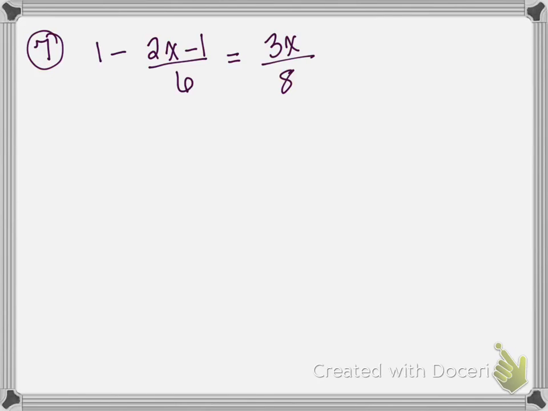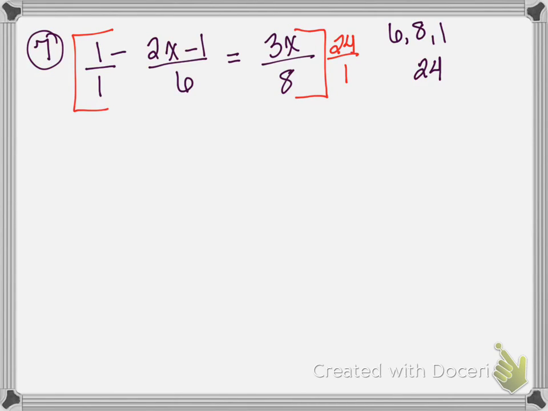Okay, so here we have 1 minus 2x minus 1 over 6 equals 3x over 8. Okay? Our denominators are 6 and 8 and 1. So this is 1 over 1. Whenever we get confused and we're not quite sure what that 1 means, remember 1 is over 1. Okay? So my LCD here is 24. 6 goes into 24, and 8 goes into 24. So what we're going to do is multiply all of this by 24 over 1.